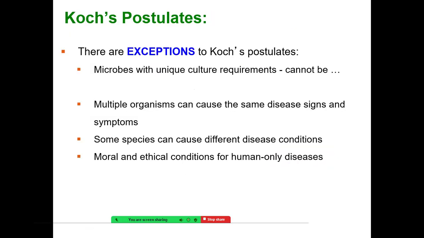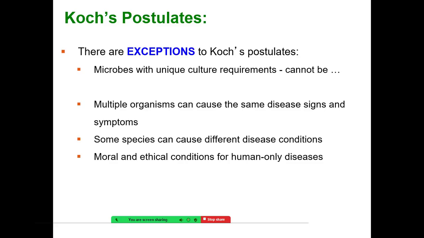What do you do if some species can cause different disease conditions? Like Salmonella can cause salmonellosis, but it can also cause typhoid fever. Two different diseases caused by the same organism. You can't use Koch's postulates on that.